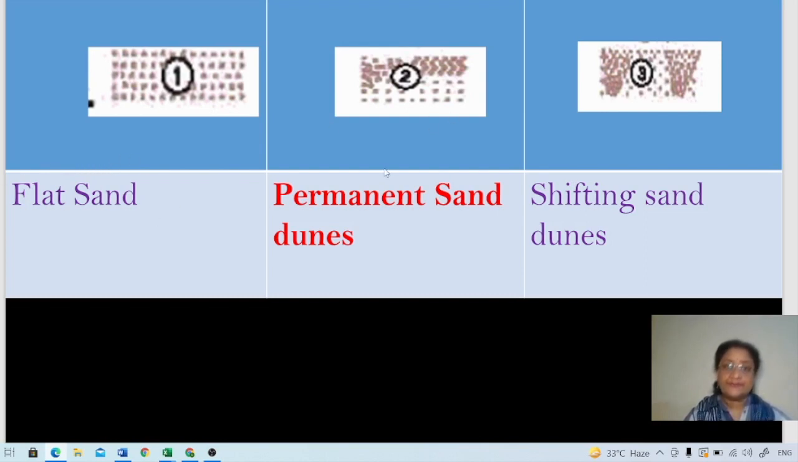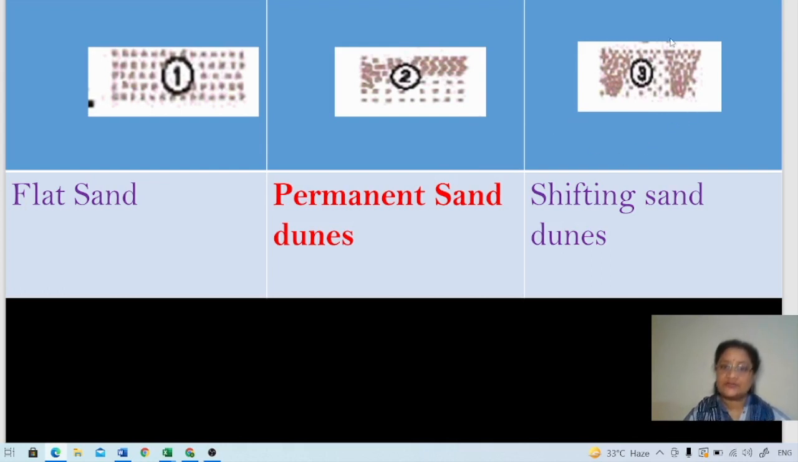Number two is when it has this type of shape, that means somewhat longitudinal shape. Okay, I'll show you the pictures also after this. So this is called permanent sand dunes. These are moving very little, or you can say not moving at all, just like the longitudinal dunes we have done earlier, right? So these are permanent sand dunes.